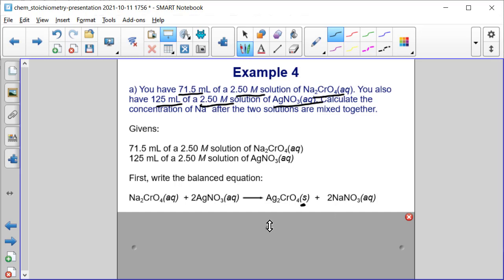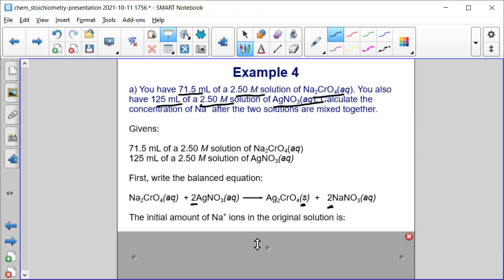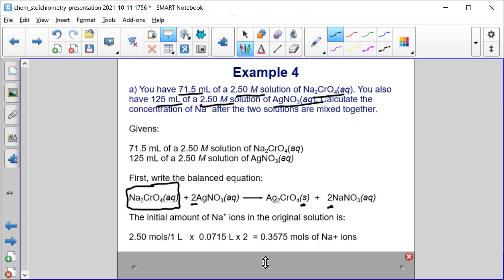And then the last thing I did was just make sure I balanced it. So 2 AgNO3 and 2 NaNO3 balances that reaction. Okay, the initial amount of sodium ions in the initial solution. So the initial solution is this Na2CrO4. Okay. So we're going to start with our concentration of our solution, which is 2.50 molar, right? Which is 2.50 moles per liter.